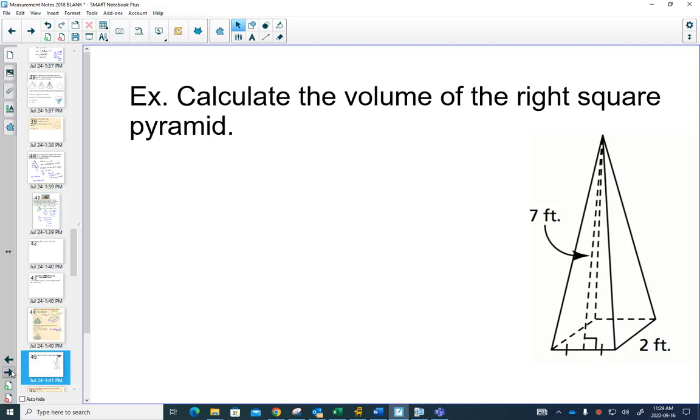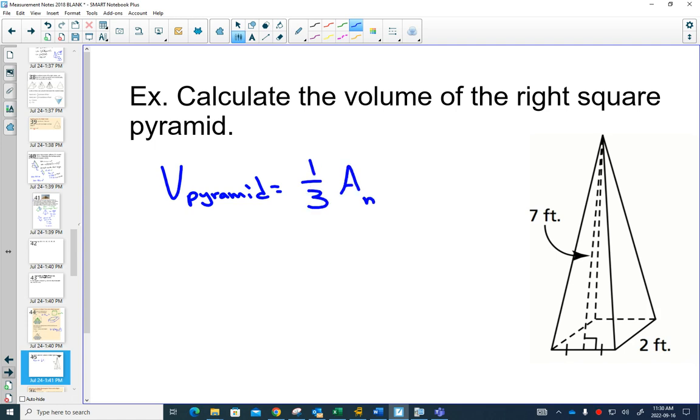So on your formula sheet, does it have volume of pyramids? Yes. So you get this question on a quiz or a test, and it says to calculate the volume of the right square pyramid. You look on your formula sheet and you see that there is this formula, and you might even want to write it down exactly as it is on your formula sheet. So you got volume of pyramid is 1/3 area base times height.